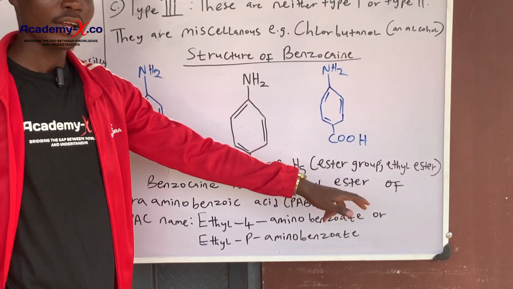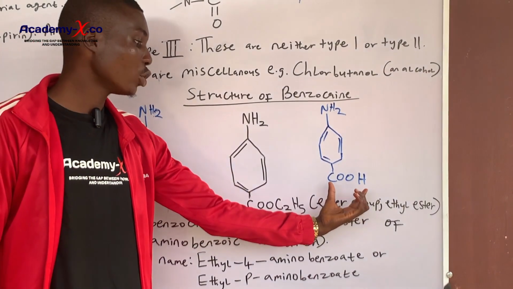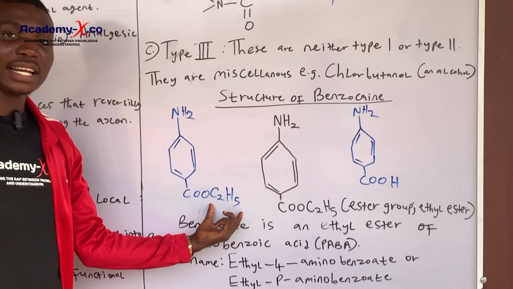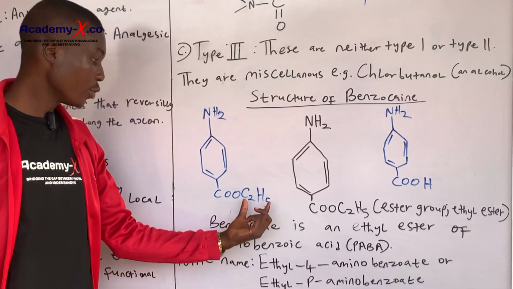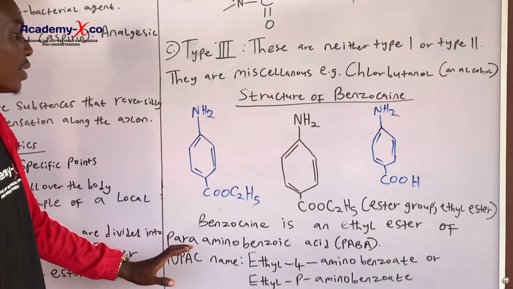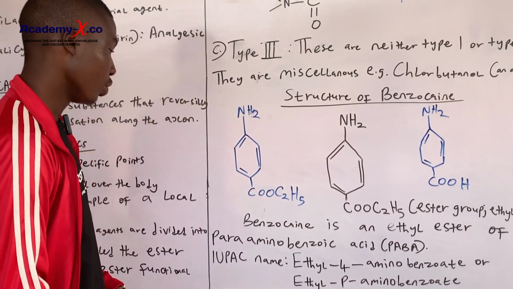An ethyl ester of this. The reason is because remember the hydrogen of the hydroxyl group in the carboxylic acid has been replaced by an ethyl functional group. So the moment it was replaced by an ethyl functional group, it automatically changed from PABA into benzocaine. So this is the basic structure of benzocaine.